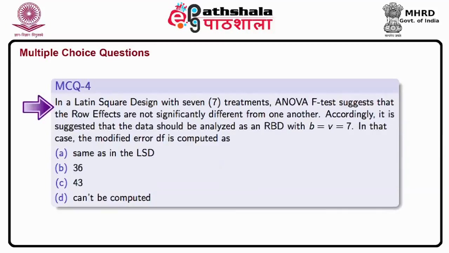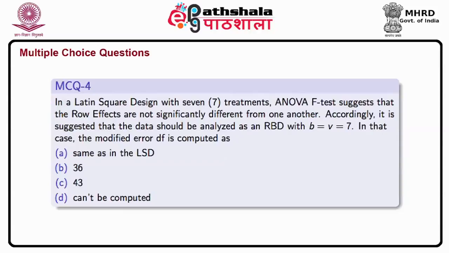The question is, in a Latin square design with 7 treatments here, the ANOVA F test suggests that the row effects are not significantly different from one another. Accordingly, it is suggested that the data should be analyzed as an RBD with B equal to 7, and V also equal to 7. In that case, the modified error degrees of freedom is computed as following these 4 options. The first option is same as that in case of the LSD. The second option is 36, then 43, and again the last option is it can't be computed.